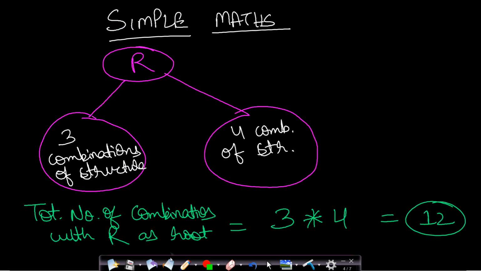So let me show you a simple math formula. If you are given a tree which has root equal to r, and your left subtree is having 3 combinations of unique structure and your right subtree is having 4 combinations of unique structure, then the total number of combinations with r as a root will be 3 into 4, which will be equal to 12 in this case. So this is self-explanatory and I don't think I need to explain it further. So let us use this concept in order to count the number of BSTs.